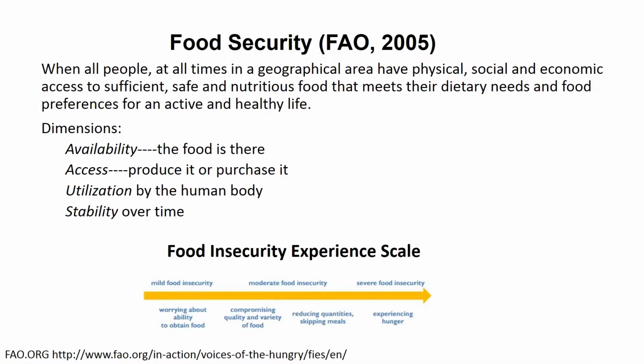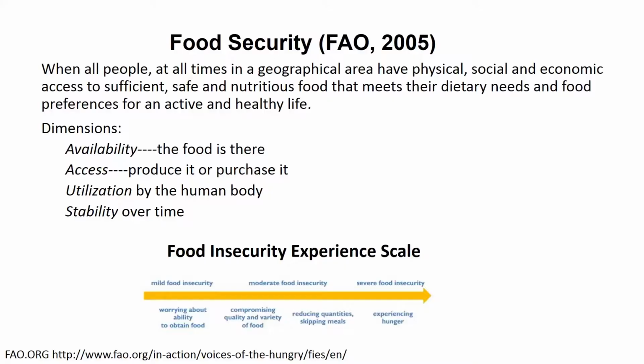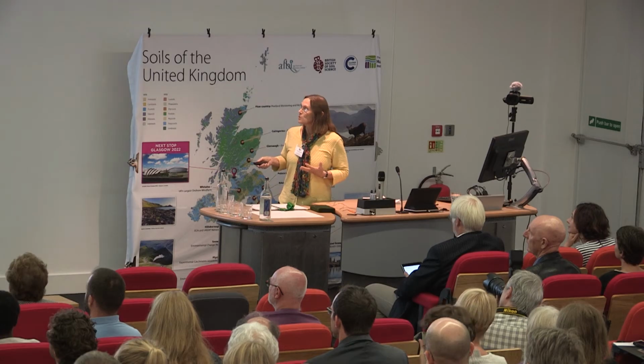One, availability. Is there food even there? Are people producing enough food, or does it show up in markets? If it's in markets, do you really have access to it? Do you have enough money to buy it? And then utilization, that's if you have food and you can eat it. If your digestive system is compromised by malaria or other things, you're actually not able to use that food. And then stability over time. So there are many dimensions to it.